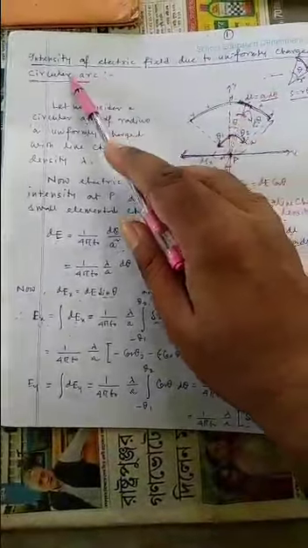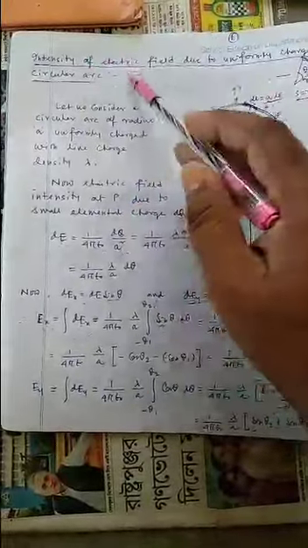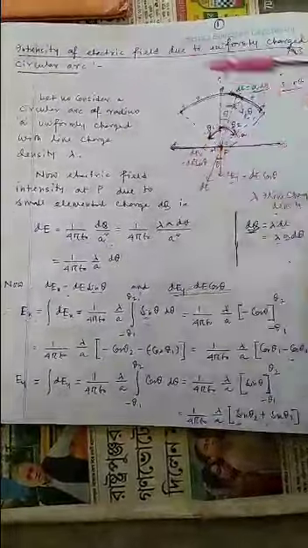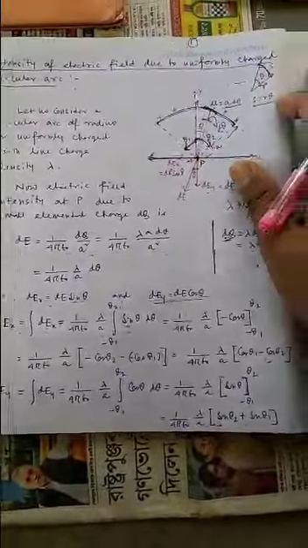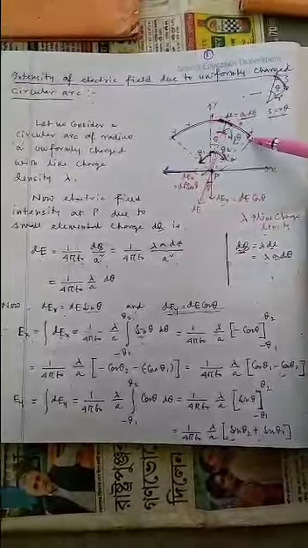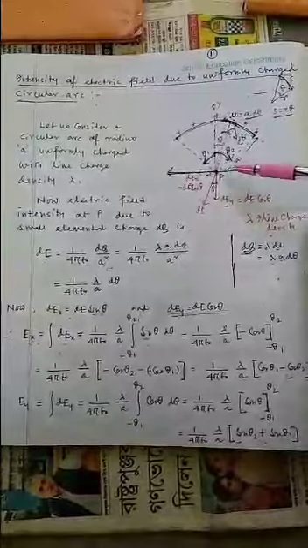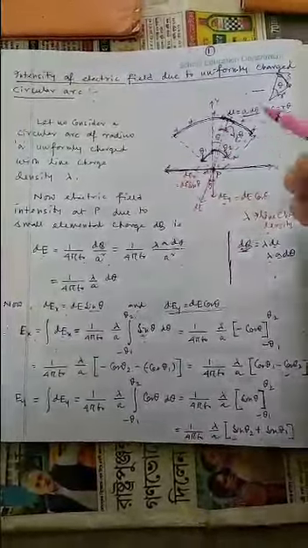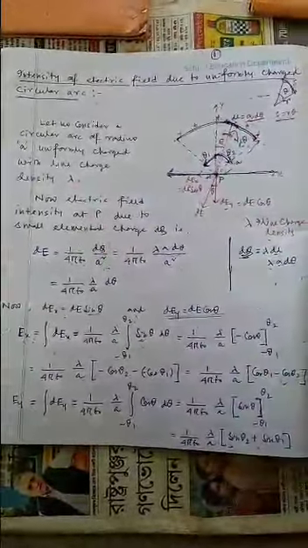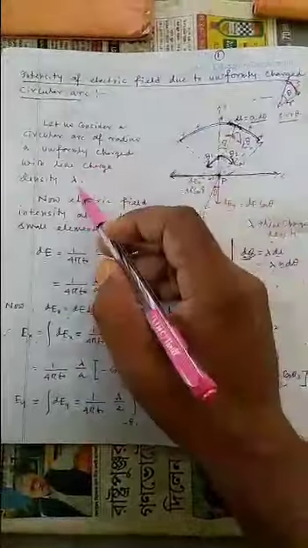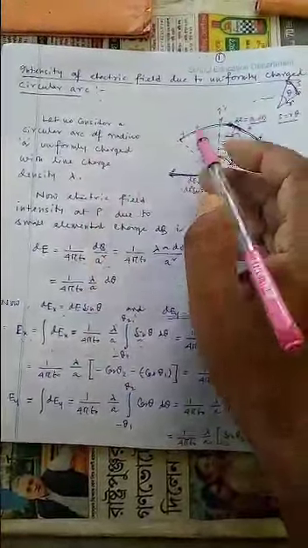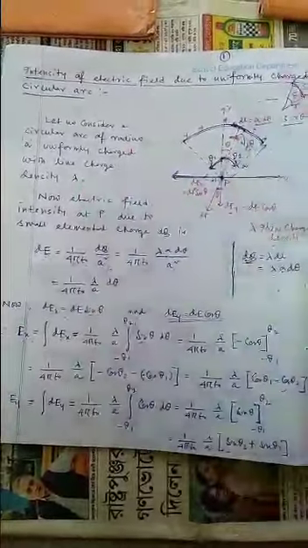Well, here we'll find out the intensity of electric field due to a uniformly charged circular arc. So here I consider a circular arc having radius A and line charge density lambda. That is, the charge per unit length given in the circular arc is lambda.